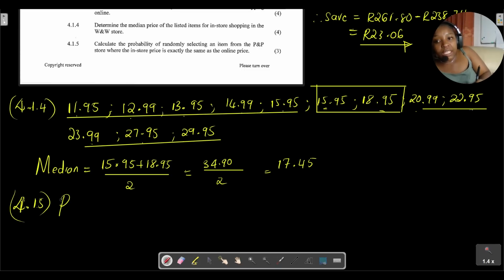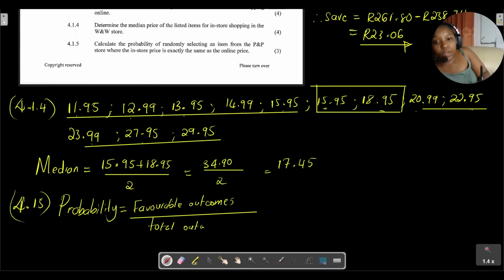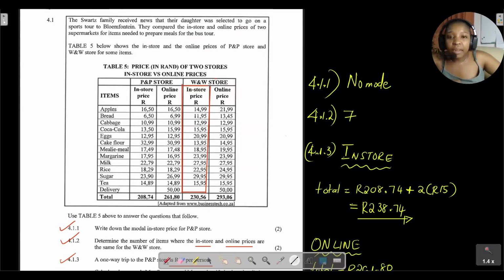Remember, when we're calculating probability, probability is equal to favorable outcomes divided by total outcomes. What are the favorable outcomes? The favorable outcomes is what the question is asking you for. We want to determine the probability that the in-store price will be exactly the same as the online price. What are the total outcomes? How many items do we have in the P&P store?